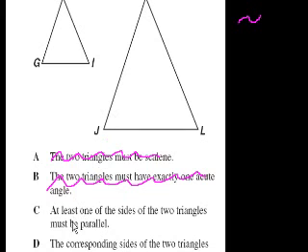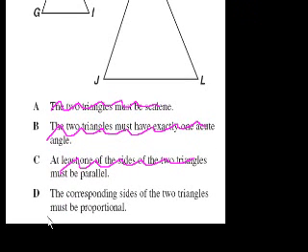Anyway, C. At least one of the sides of the two triangles must be parallel. Well, I don't care how they're oriented. You don't care about the orientation of the triangles. D. The corresponding sides of the two triangles must be proportional. Yeah, that's one of the ways that you know that something is similar, that the corresponding sides are proportional. So that is D. Do you know the definition of a similar triangle? Question 19.